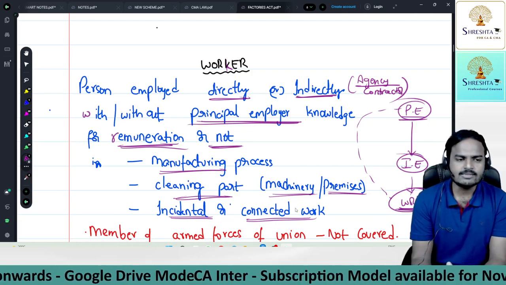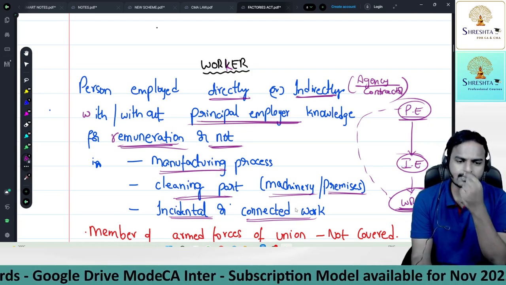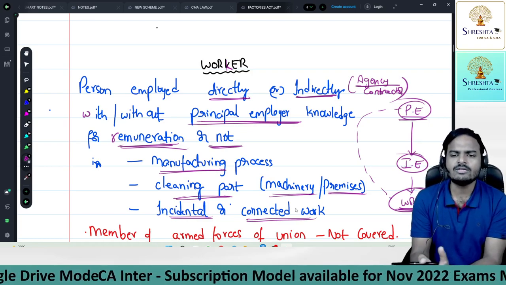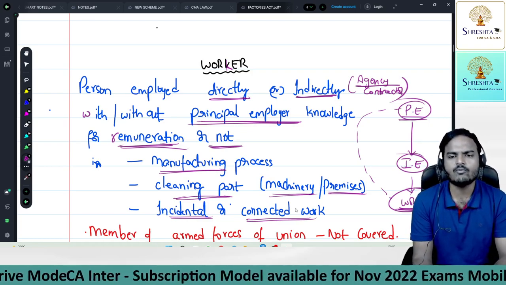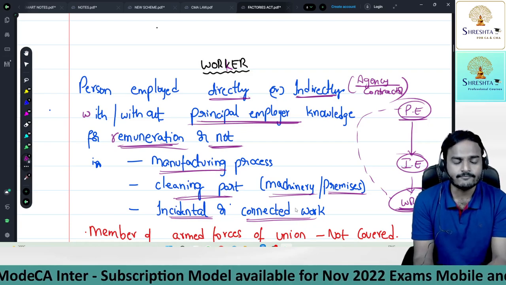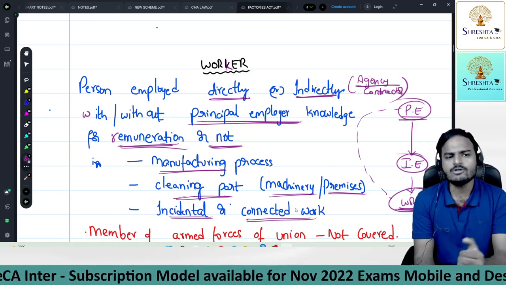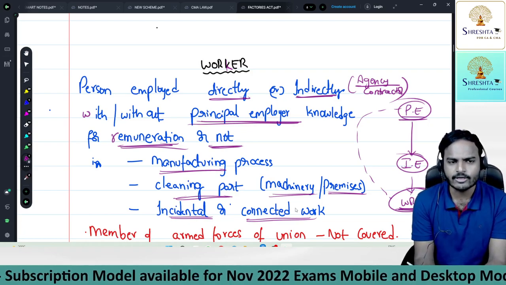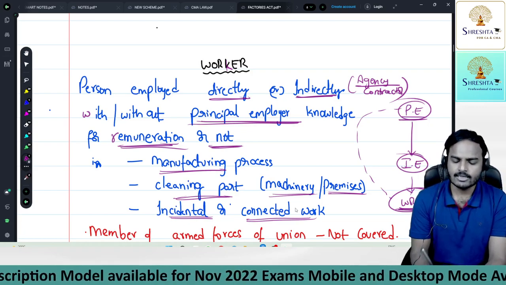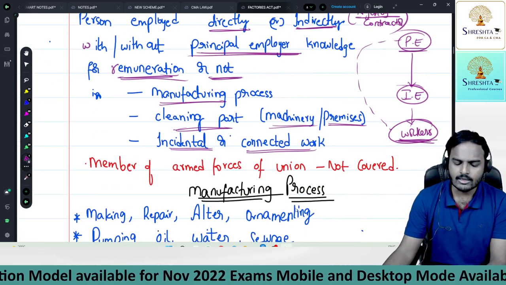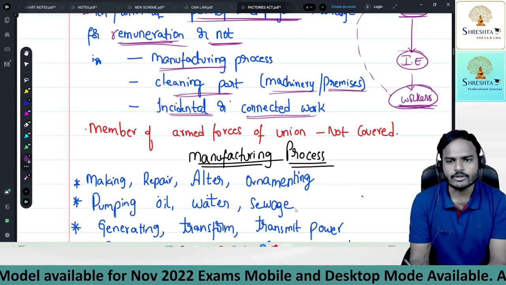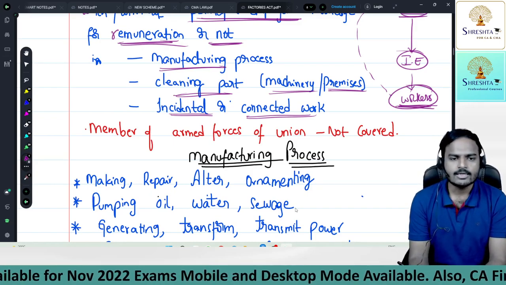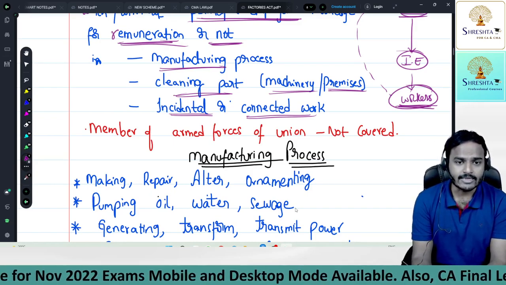So by this it is very clear that people engaged in sales, marketing, finance, which is not connected with the manufacturing process, we won't consider workers under the Factories Act 1948. Of course, they may be employees, they may be workers, but they won't come under Factories Act 1948 workers. Clear? So worker excludes a member of the armed forces of the union. A member of the armed forces of the union is not covered. I told you already, they are covered under separate rules and regulations.